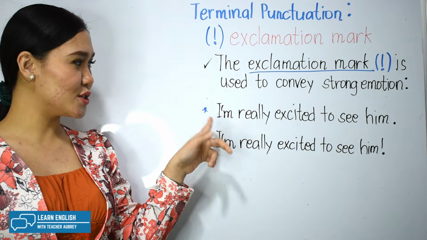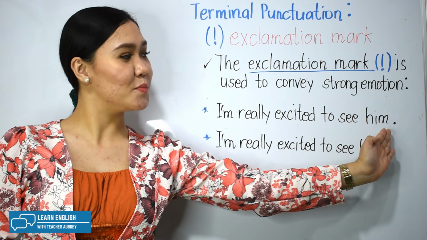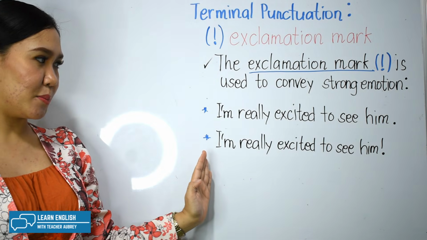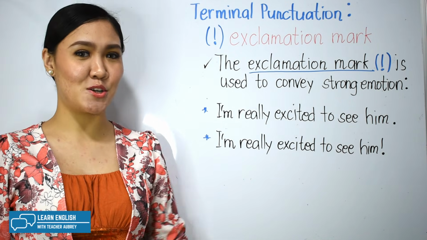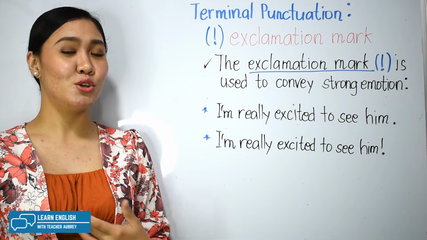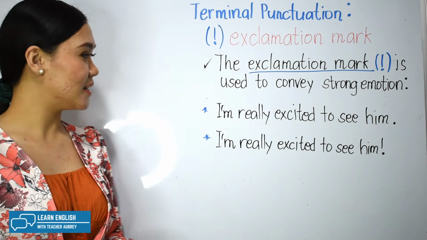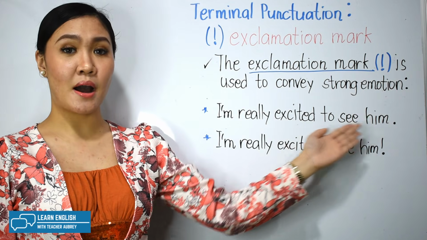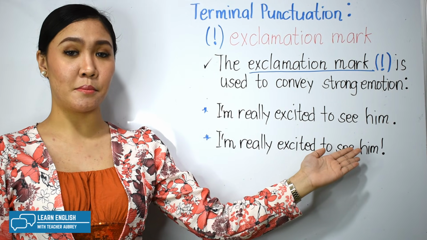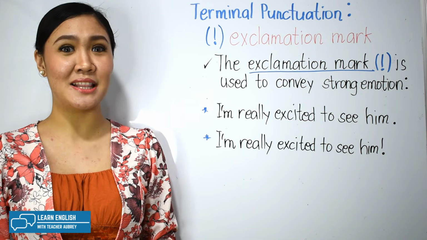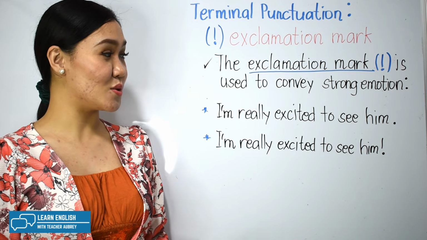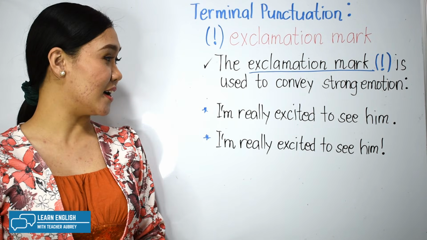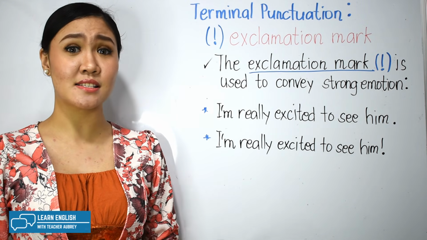We have here the first one, na ginamitan ng period or full stop. While on the second example, ginamitan naman siya ng exclamation mark. Let's try to read using the proper emotion. For the first one, we have, I'm really excited to see him. Bakit ko siya ganun binasa? Dahil ang ginamit na punctuation mark is period or full stop, in which nagbigay lang ako ng impormasyon na excited ako na makita siya, nasasabik ako na makita siya.